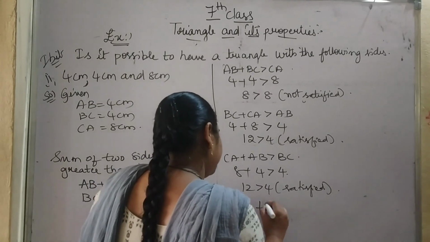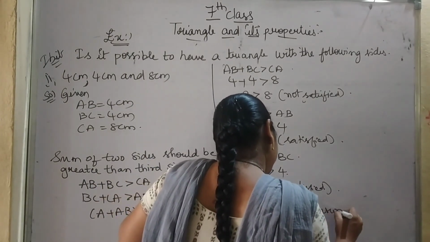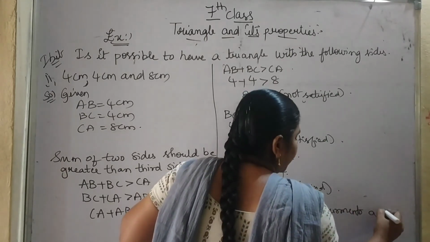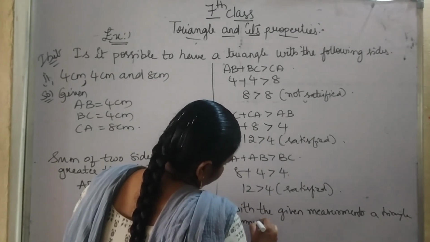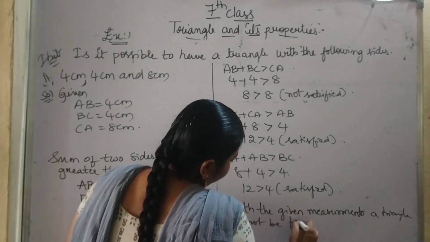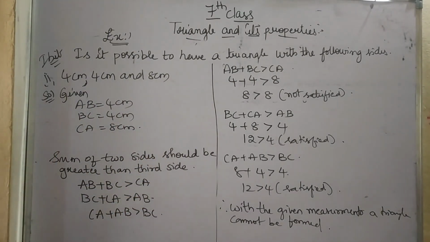So with the given measurements a triangle cannot be formed. So this is our third question.